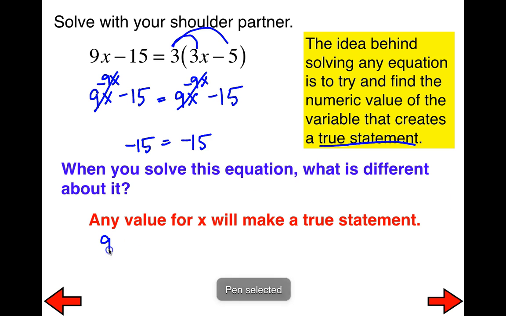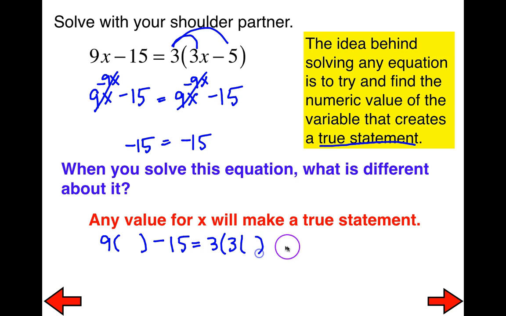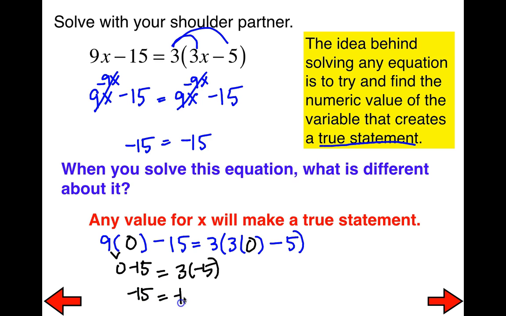So here, if I write down the equation, except for when I see a variable, I'm going to leave a blank spot with parentheses so that I can plug some values in. You're going to notice that I can plug different numbers. So here, let's try 0, because 0 is an easy number. Okay, here we get 0 minus 15 equals, and here we have to do what's inside first. 3 times 0 is 0, minus 5 is negative 5, so it's 3 times negative 5. I get negative 15 equals negative 15.